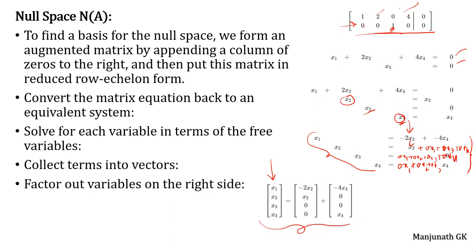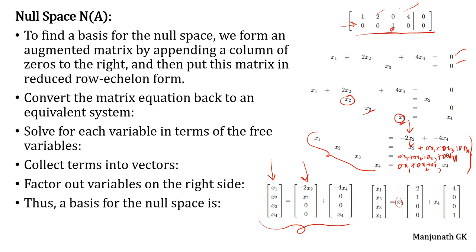Next thing is to factor out. Take the common factor from each term. From this column, x2 is common, taken outside, and x4 is common, taken outside. Then the basis for the null space is these two vectors. This is vector 1, this is vector 2. This is the basis for the null space. Then what could be the answer for the dimension of the null space?